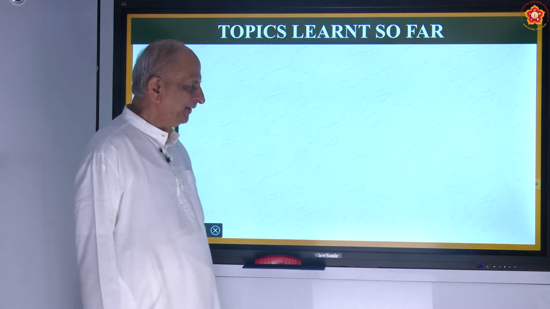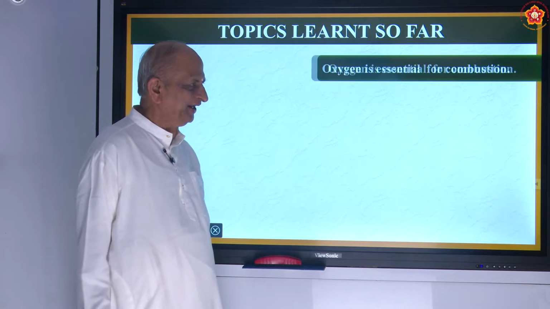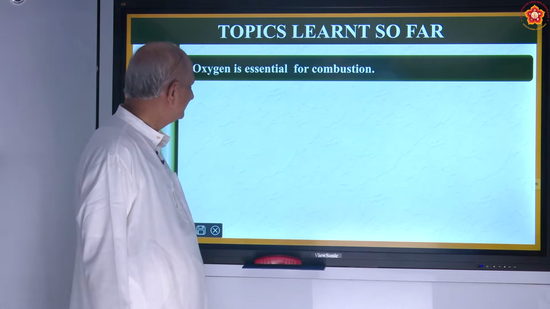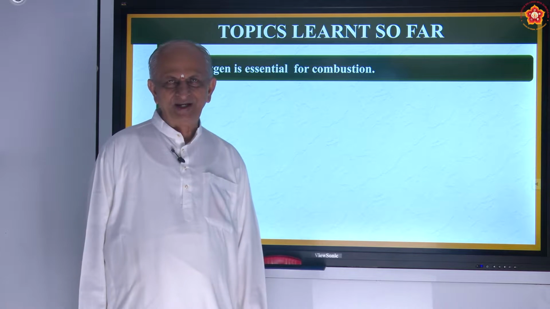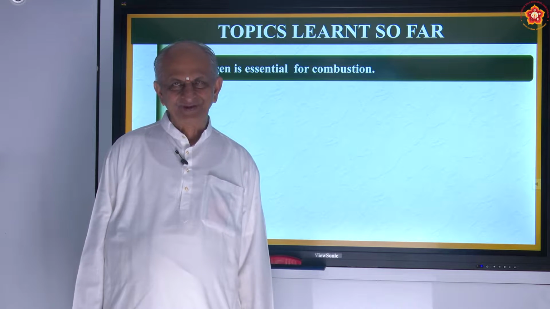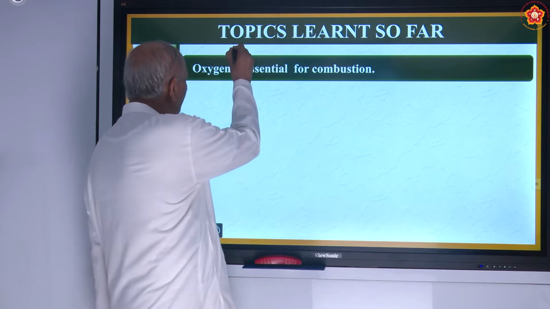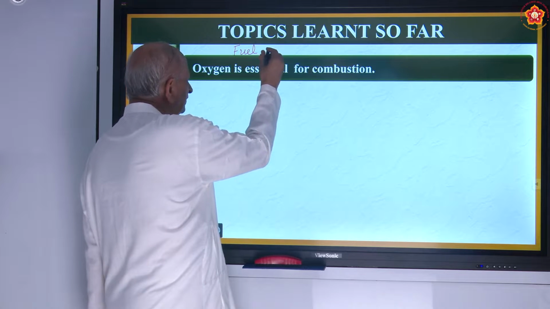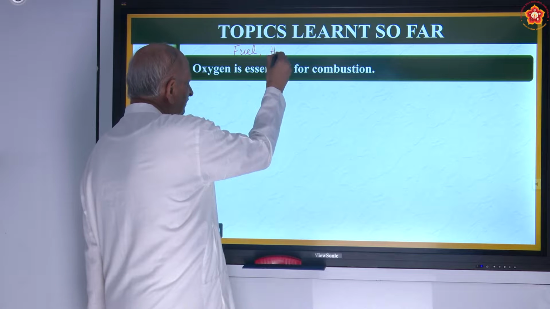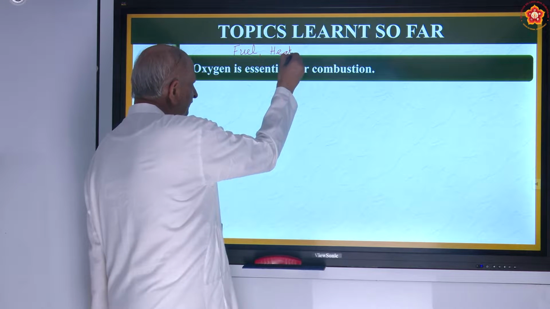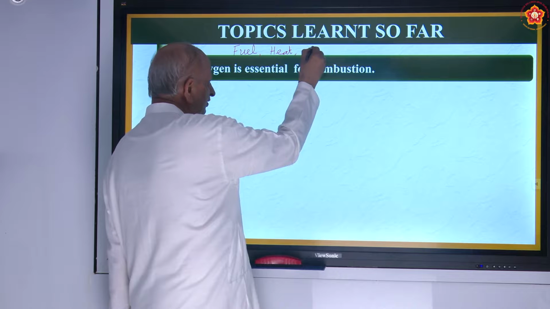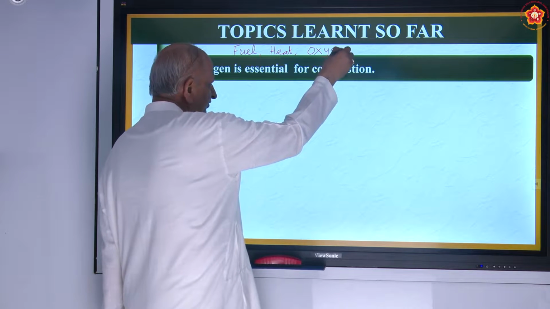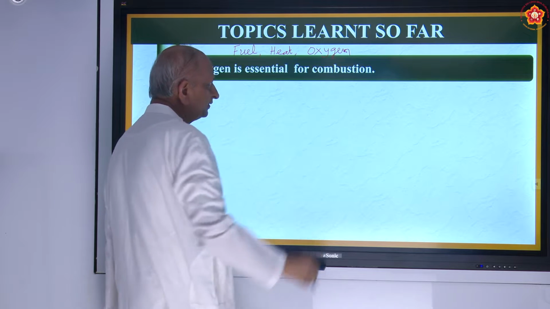A very interesting chapter because every day we come across combustion, is it not? So, what are needed for combustion? We want fuel. Fuel is necessary for combustion. Then you require heat. Then also you want oxygen. These are the three things needed for combustion.